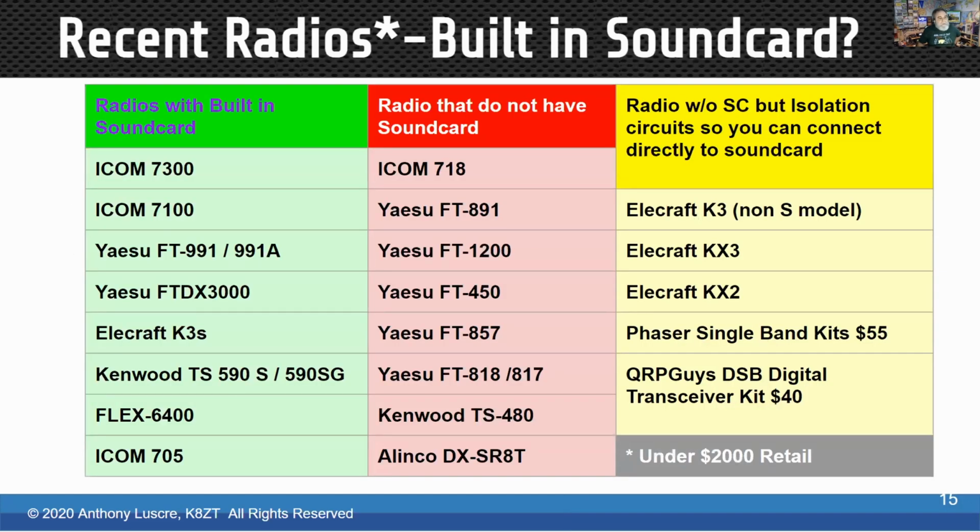Some radios have built-in sound cards. The radios in green all have built-in sound cards, so you just need to hook up the USB cable between the radio and your computer, and you're all set to go. Some radios that have been around fairly recently do not have sound cards, and a couple of these are still in manufacture, I think. For example, the 891. But they do not have sound cards built into them, so you would need an external sound card interface. Some radios do not have sound cards built in, but they can be connected directly to your sound card. They don't need any kind of other interfacing.